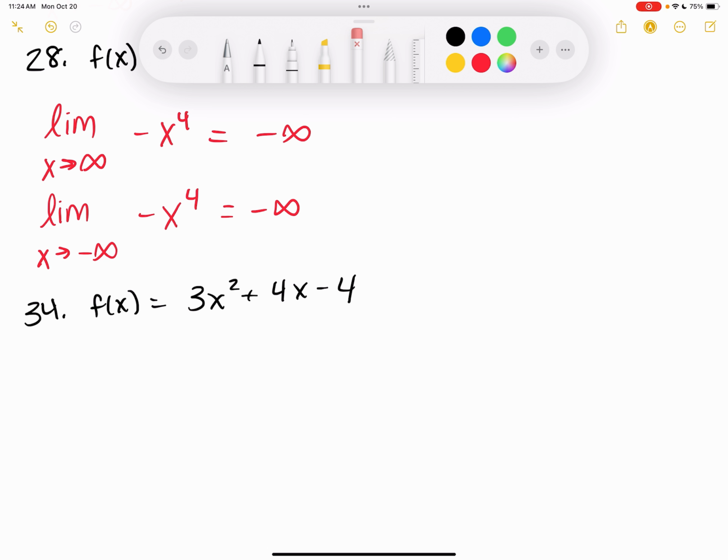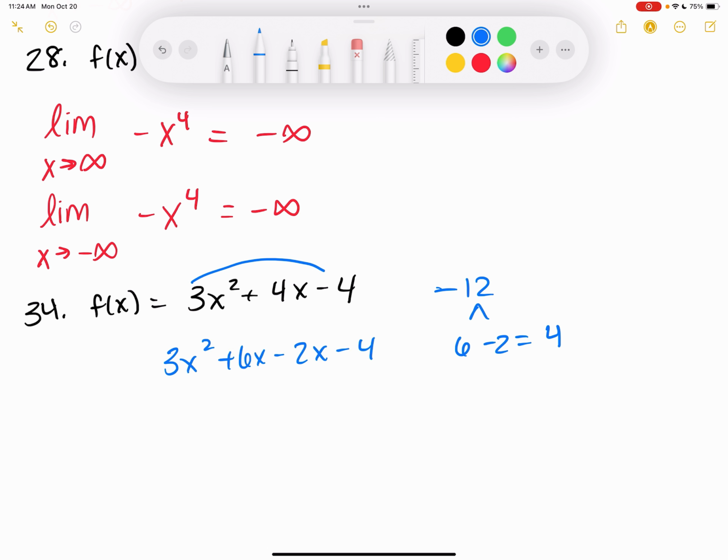So I need to factor this using the arch method. So 3 and negative 4, so I need factors of negative 12 that add up to equal positive 4. 6 and negative 2. So I've got 3x squared plus 6x minus 2x minus 4. And it doesn't matter if I do the 6x over here or the negative 2x over here and swap them. It's going to give me the same final result. Now I factor by grouping.